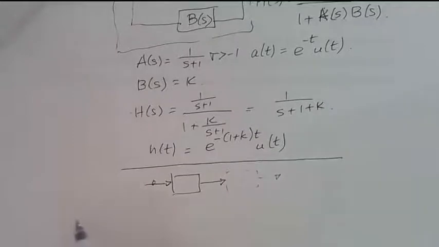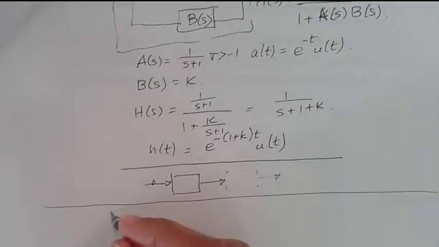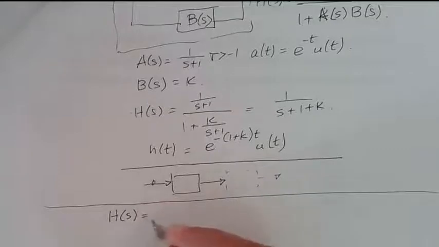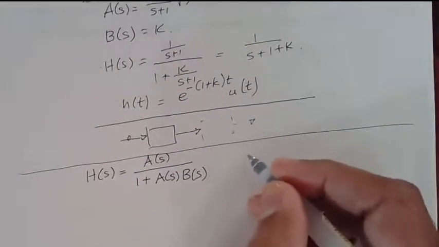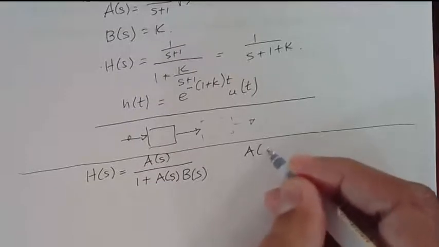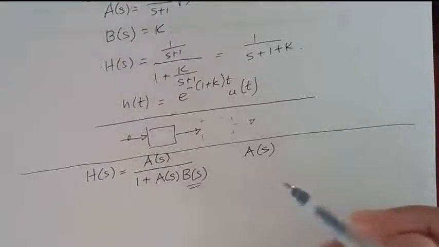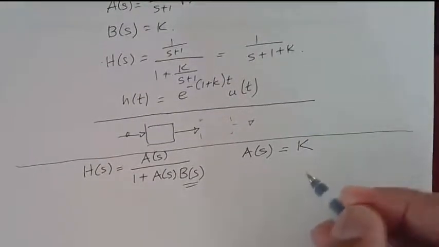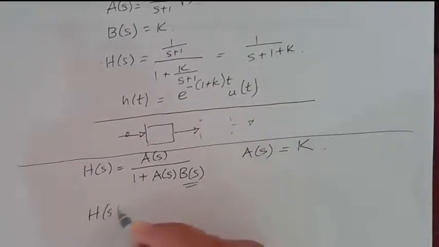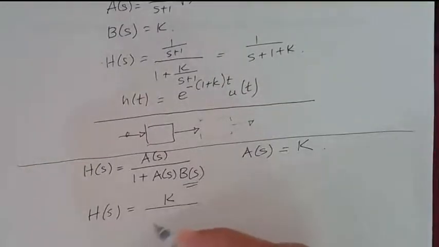So again, remember that H of s is equal to A of s over 1 plus A of s, B of s. And let me take, in this case, B of s to be the system that I want to find the inverse of. And so what I'll do is I'll take A of s to be K. Okay, and now H of s will be equal to K over 1 plus K B of s.